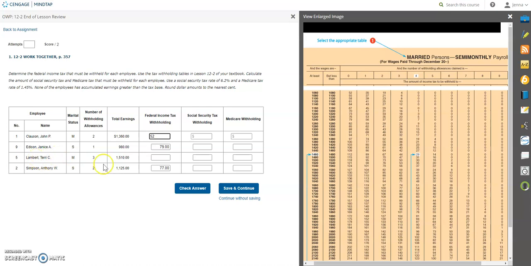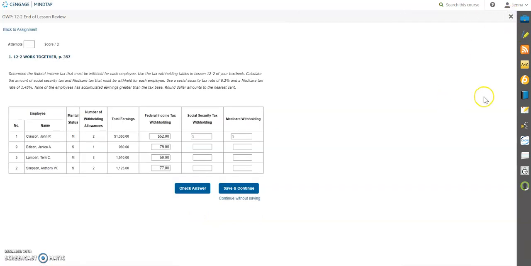Next one I see is Terry. Terry is 1,510, so I'm going to find where Terry falls. I would say right here, at least 1,500, but less than 1,520. So here's the row that I'm on, and Terry has three withholdings. I scroll over, make sure that I'm on the correct row, and that's going to be $50 for the federal income tax withholding. Okay, I'm done with this, so I'm going to close that.